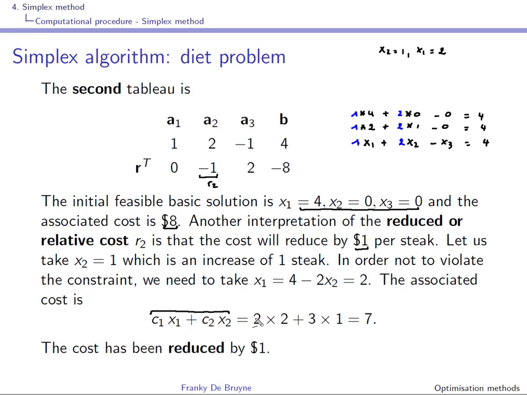So in this case c1 is 2, so the cost associated to x1 is 4, and c2 is equal to 3. We only have 1 unit of x2, so this will yield 3. So indeed we have 7 here, and you can see that the cost has been reduced by $1 by bringing in 1 unit of x2.